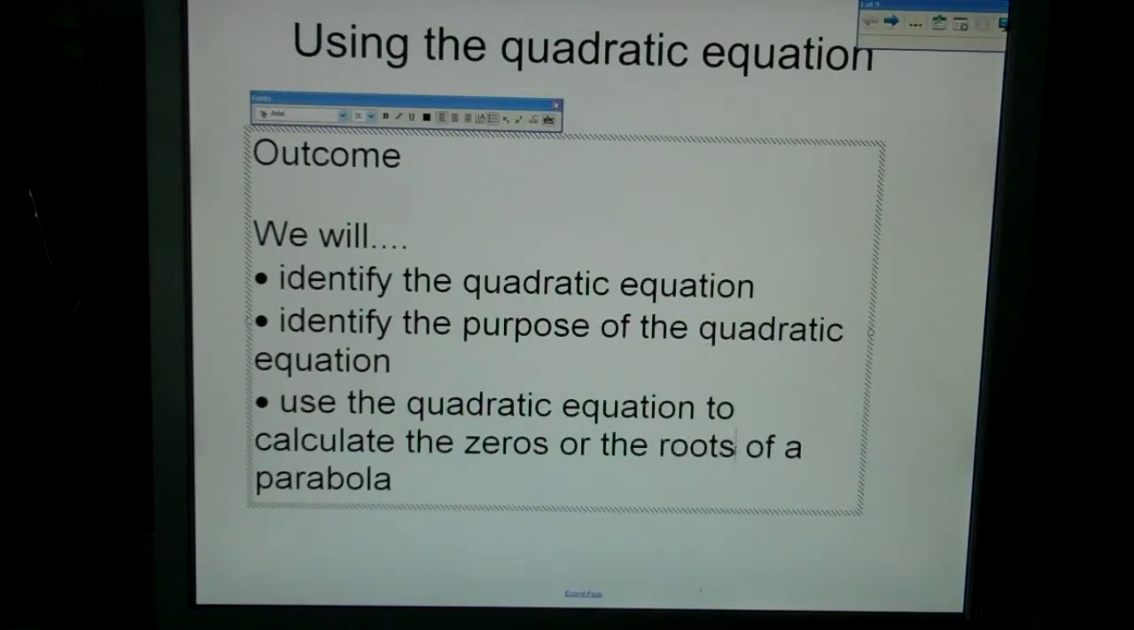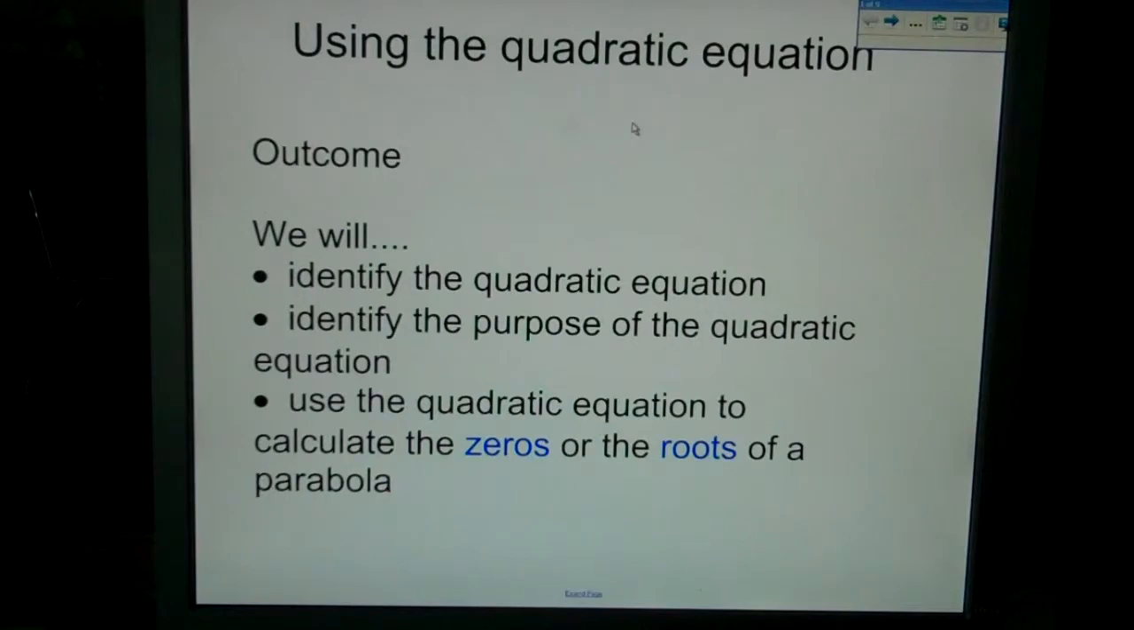Okay, this is really important. You could hear either word. They both mean the same. So it's either the zeros or the roots. I prefer to say zeros. I know Miss Brown prefers to say roots. Okay, so know that both of those words can be interchanged.